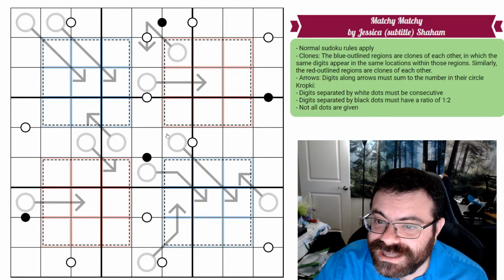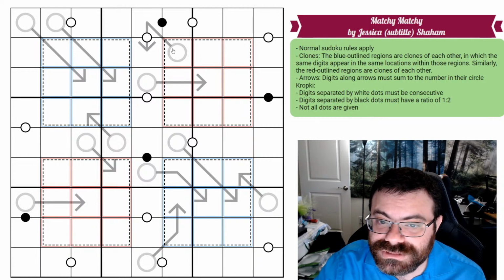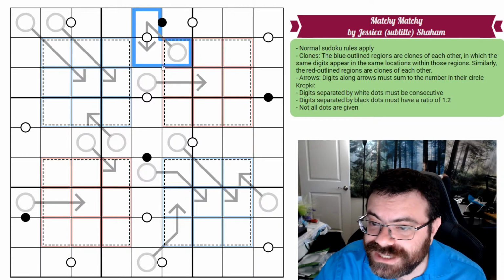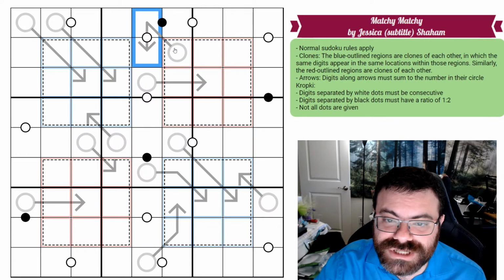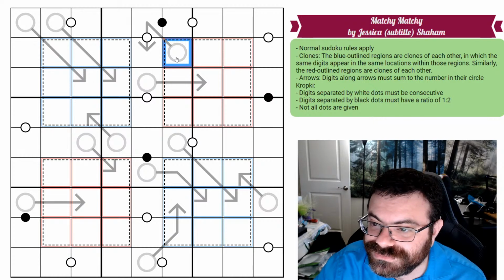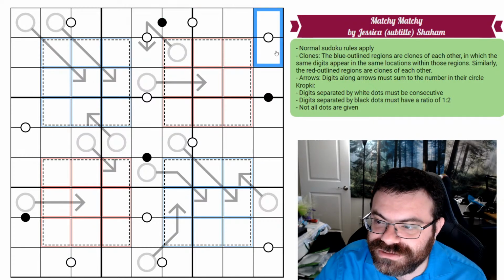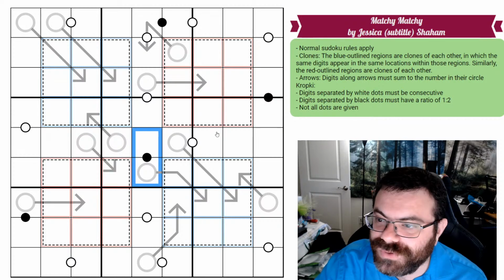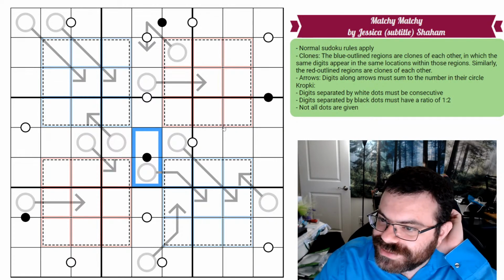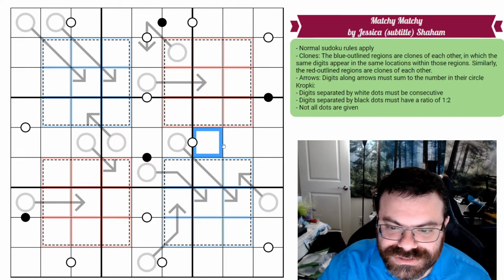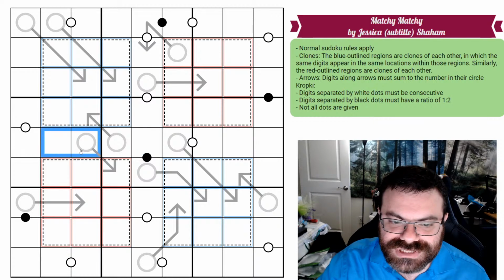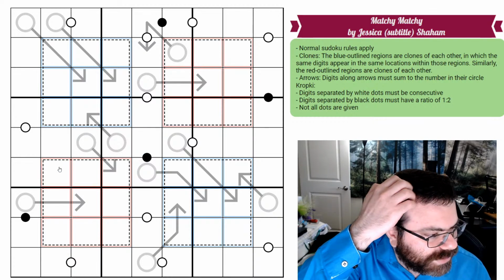We also have arrows. So these are standard arrows. The digits along an arrow sum to the value in the circle. Digits separated by a white dot are consecutive. Digits separated by a black dot are a 1:2 ratio. Those are standard Kropke dots. Not all dots are given, so it is quite possible for you to have consecutive numbers elsewhere or ratios elsewhere.